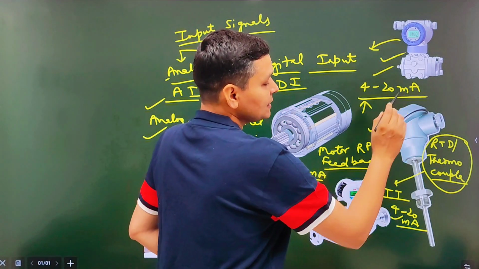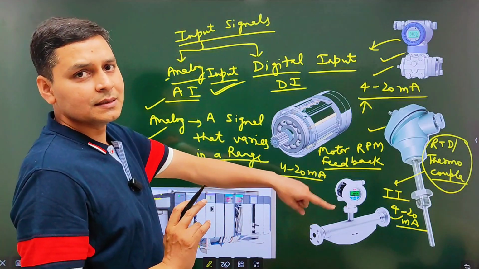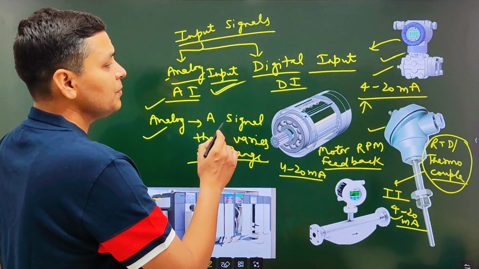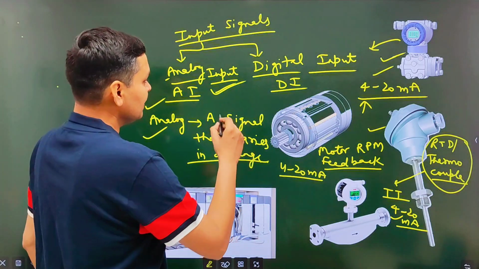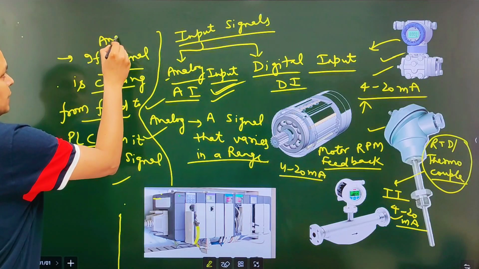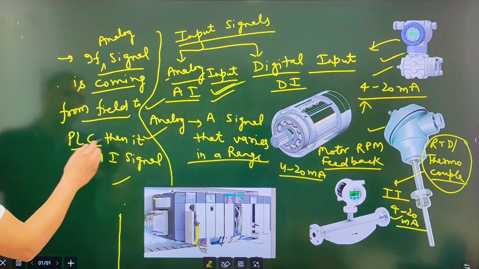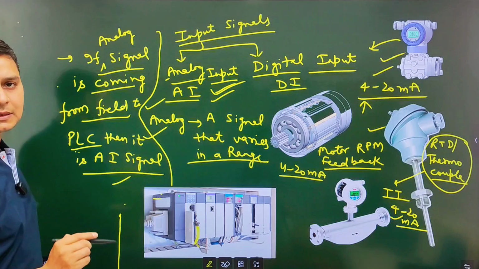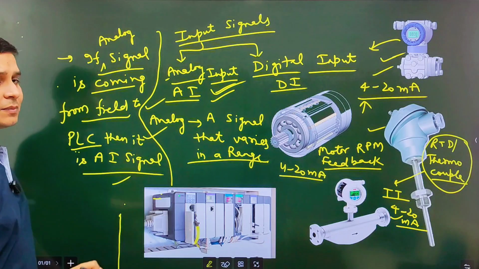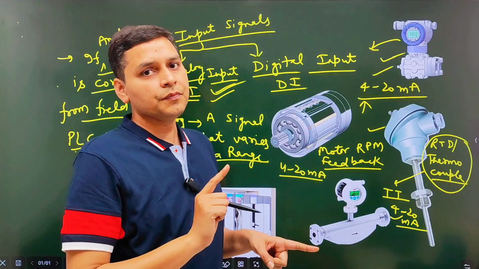So this signal will be an analog signal, and as it is coming from the field to the PLC, it will be an analog input. You can note it down: if an analog signal is coming from the field to the PLC, then it is an AI signal. But if the signal is coming from the field to the PLC, then it is only an input signal.